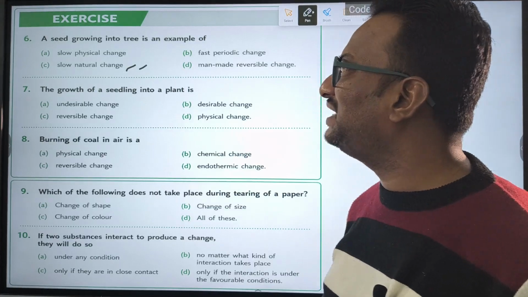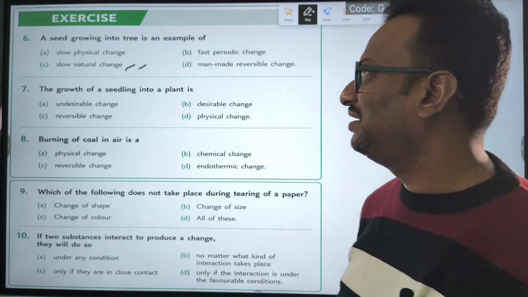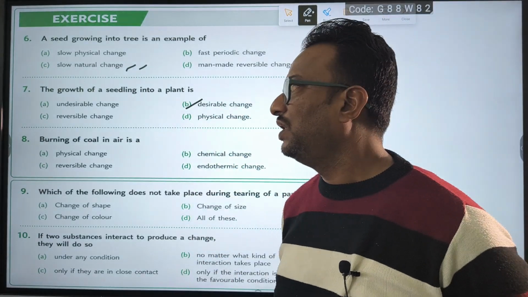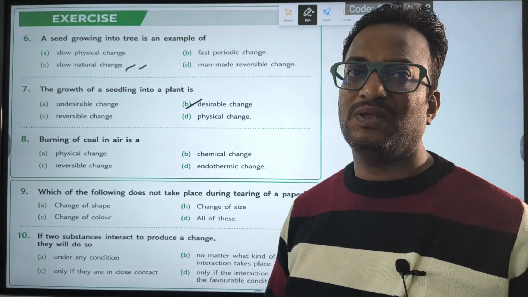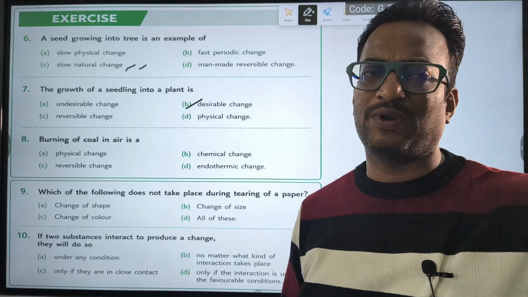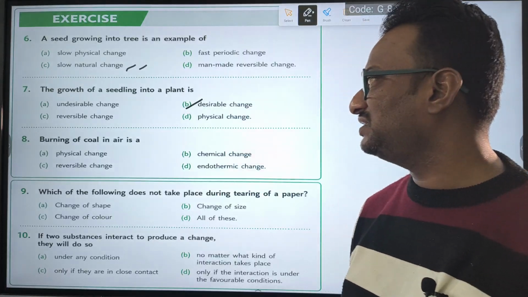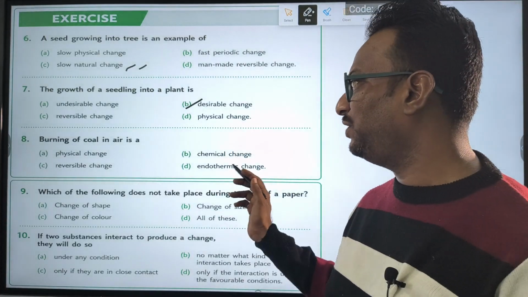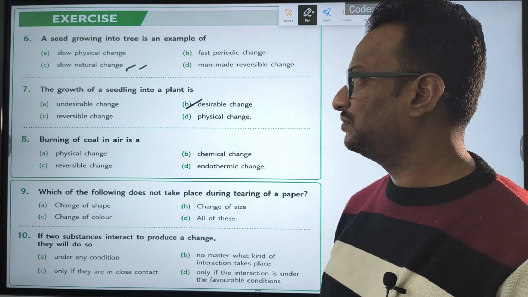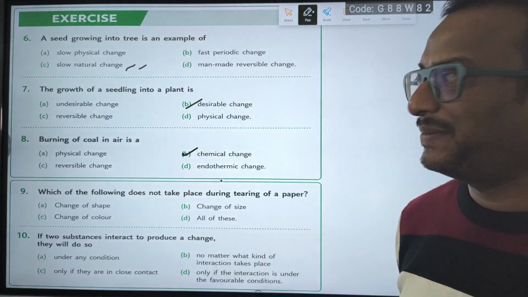The growth of seedling into plant, seed growing into plant: undesirable, desirable, reversible, physical change. It is a desirable change. Okay, because we plant a seed and we expect plant and fruits from it. So it is a desirable change. Burning of coal in air: physical change, chemical change, reversible, endothermic change. It is a chemical change. Burning of coal is a chemical change.